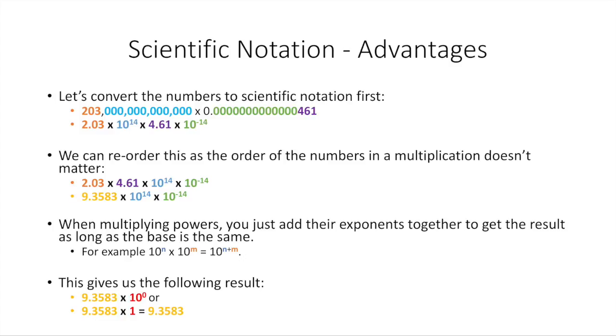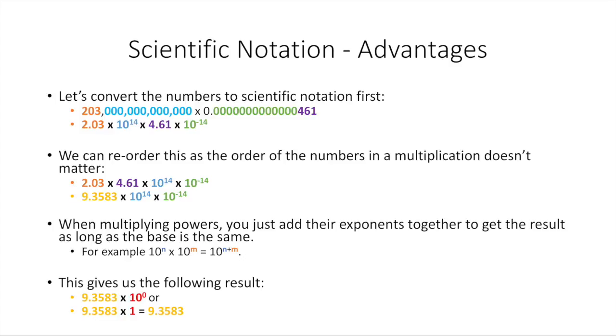Now, there's a trick in multiplying powers, which is if you're multiplying two powers which have the same base, and 10 is the base here, you can just add the exponents together and you get the result. So for example, if you had 10 power n, n being any number, times 10 power m, m being any other number, the result would be 10 power n plus m. So you just add n and m, and then you get the result exponent.